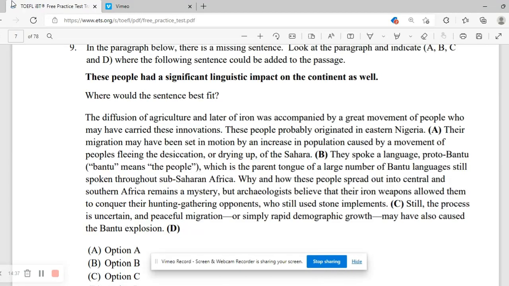I'll go through in detail how you're going to figure out which of the four given places is the right place where we have to put it. I'll go into detail about this topic later in my videos.